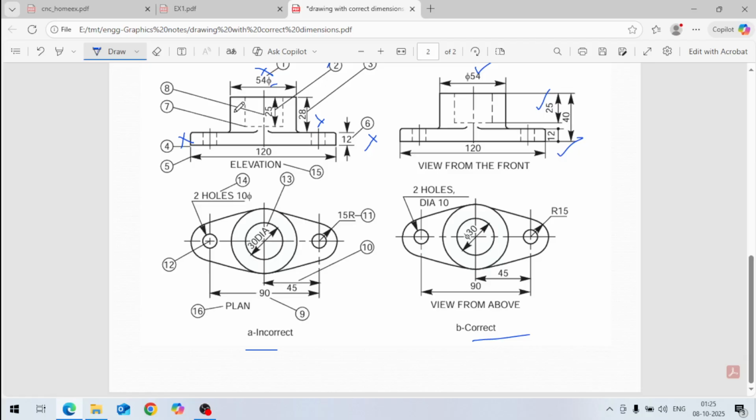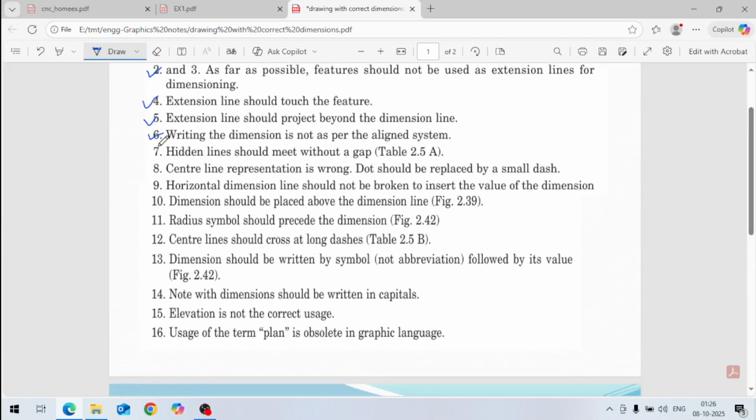Okay. Then point number 7 is here. It is about hidden lines. This is a hidden line here, and this is a hidden line. There should not be a gap when these hidden lines are meeting each other. There should not be a gap. So here there is some gap. So this is wrong, and this is right here. So number 7 is that hidden lines should meet without a gap.